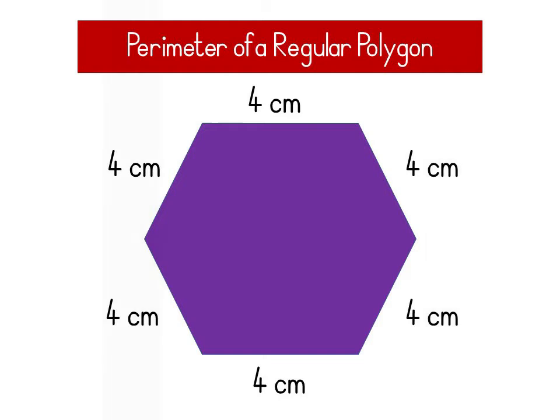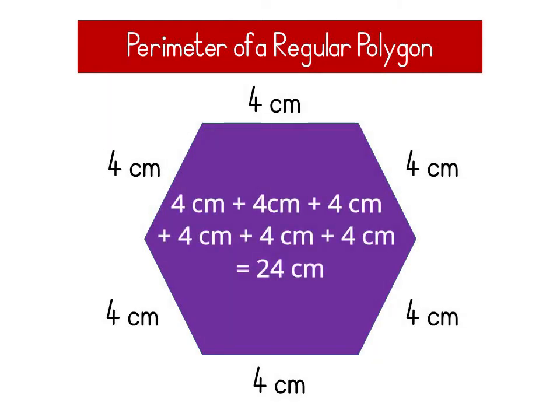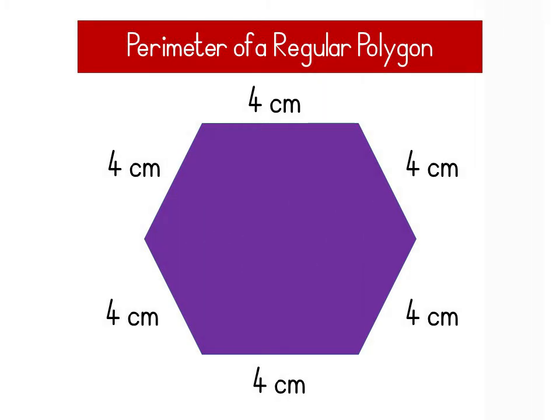It can be either 4 centimeters plus 4 centimeters plus 4 centimeters plus 4 centimeters plus 4 centimeters plus 4 centimeters, which equals 24 centimeters. Or 6 centimeters times 4 equals 24 centimeters. Remember that multiplication is repeated addition.